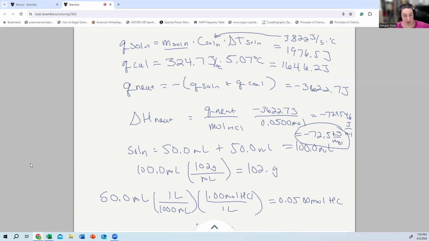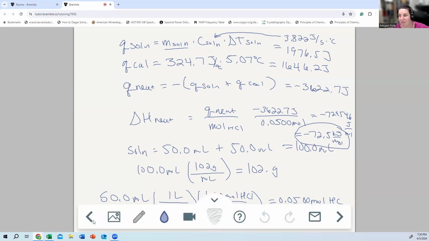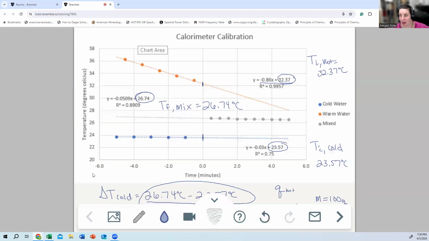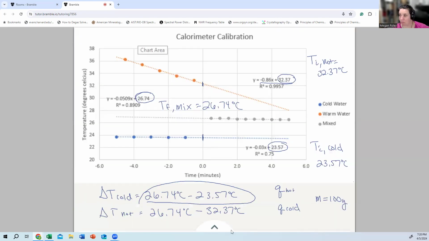That's all the calculations we have for this. They're not super hard calculations, as you can see. You just have to have the graph, which is why I wanted to show you guys how to graph it first. If you have any questions, please let me know.